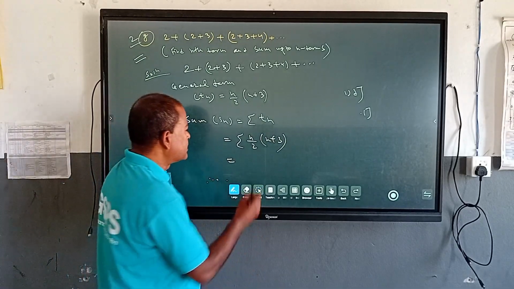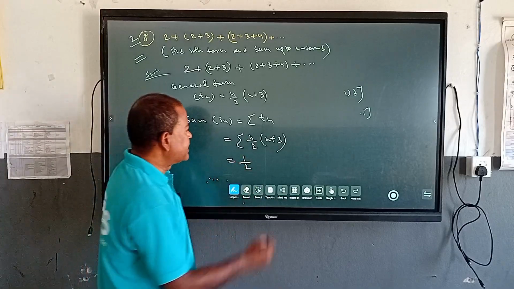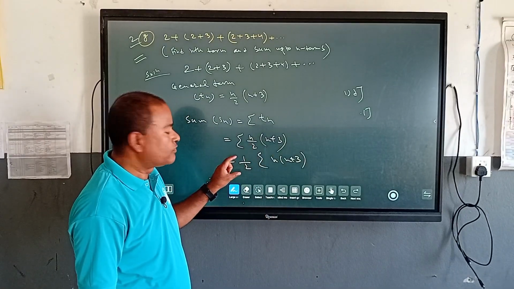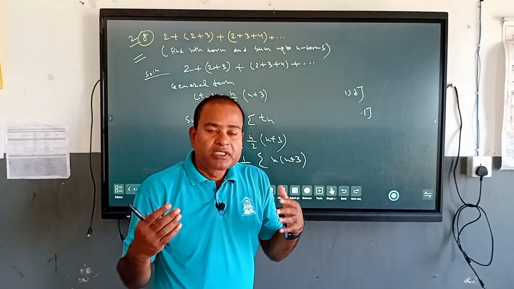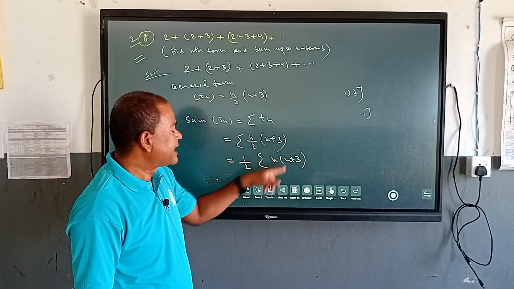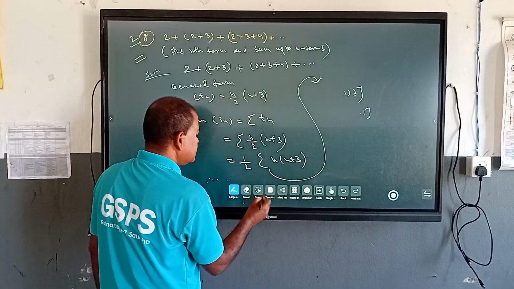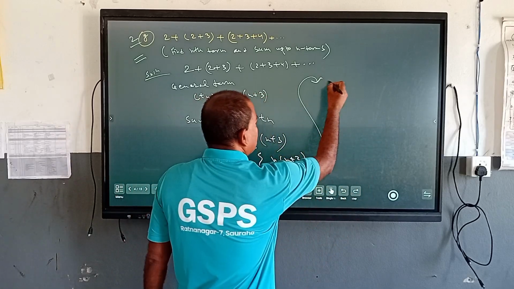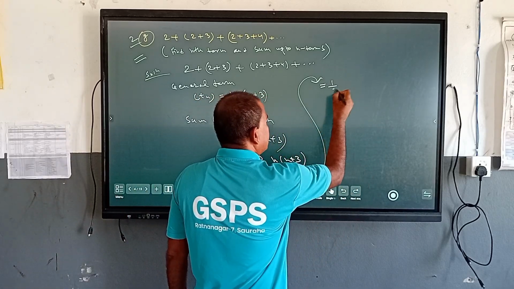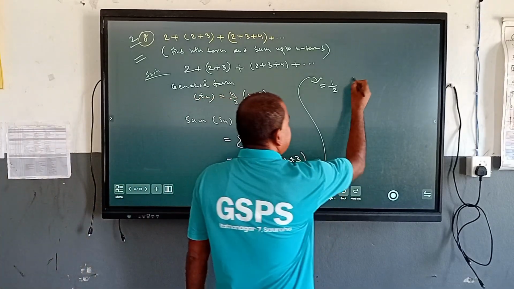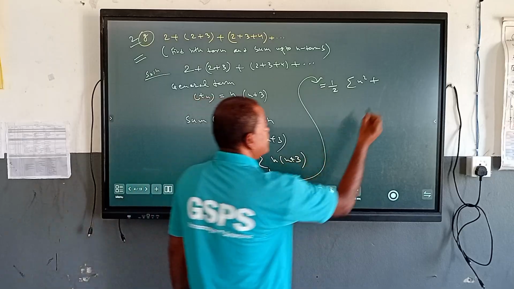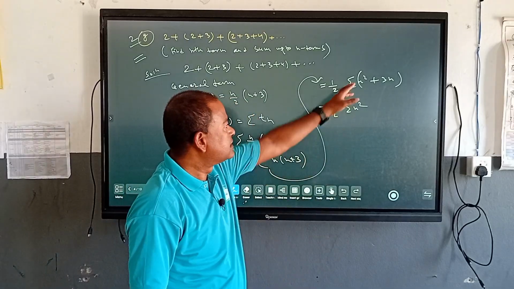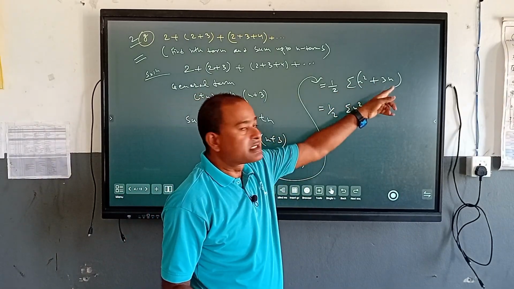Now let's do further simplification. 1 by 2 we can take common: summation (n plus 3). This means the coefficient we always have to keep outside of the summation sign. That means 1 by 2 times summation (n plus 3). Dear students, now 1 by 2 as it is. n times n we get summation n square, plus n times 3 we get 3n. Now we can write the series as the sum of n square plus 3n.